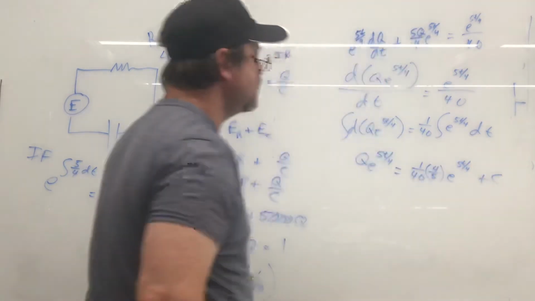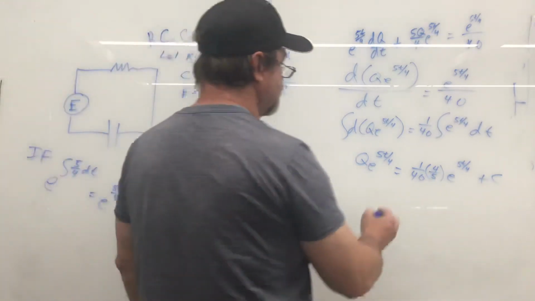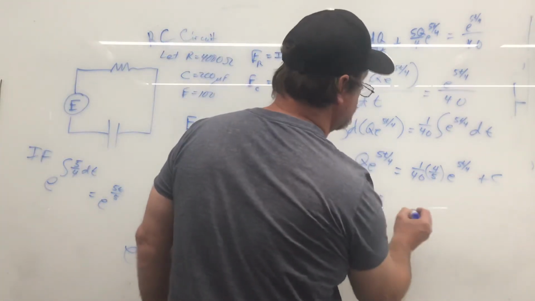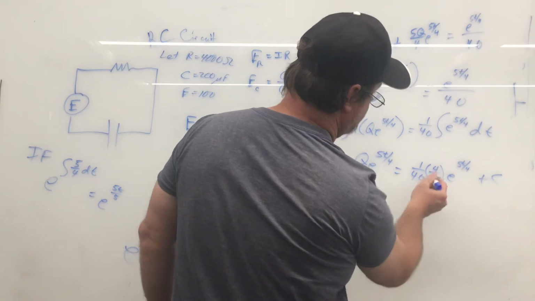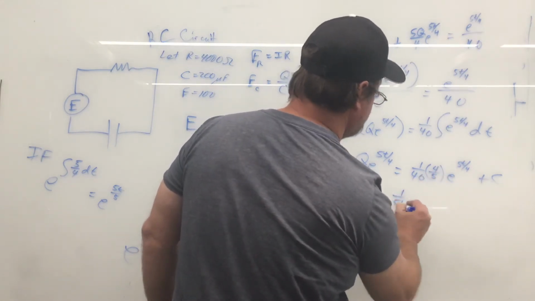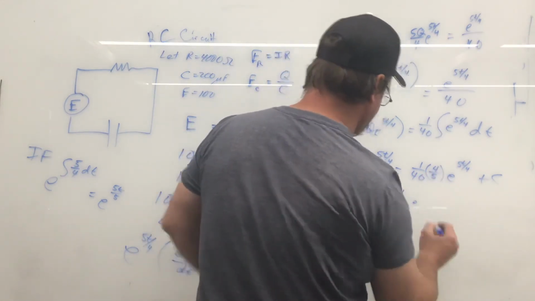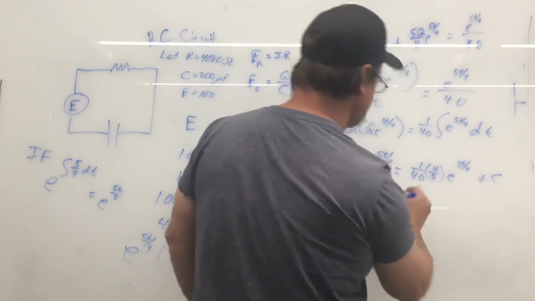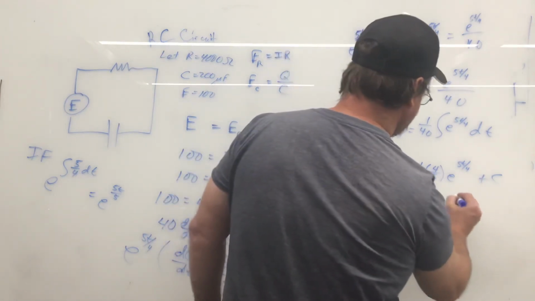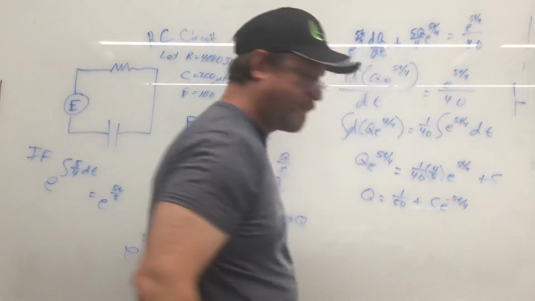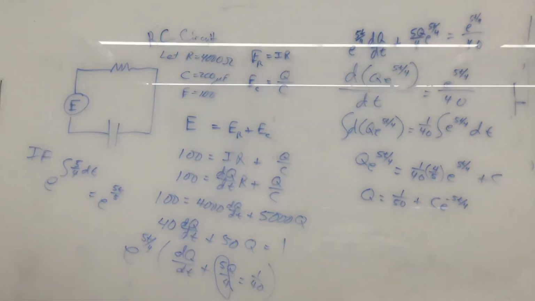Of course, plus c. Of course, we now divide through by e to the 5t over 4. Q equals, I can do some simplification here, that's going to be 1 over 50, I hope. The e goes away, and I've got 1 over 50 plus c e to the minus 5t over 4. And again, if we think of an initial condition, well, what would the initial condition be here? It should be the amount of charge that's actually on the capacitor.